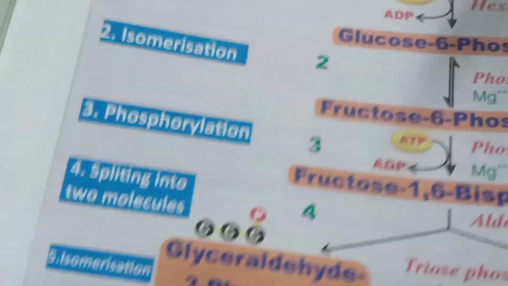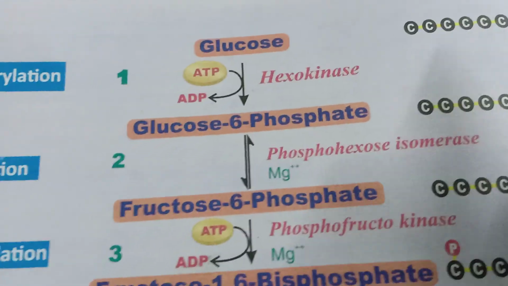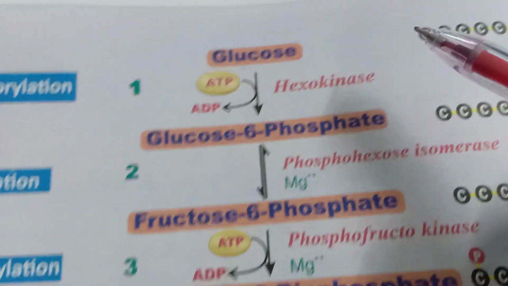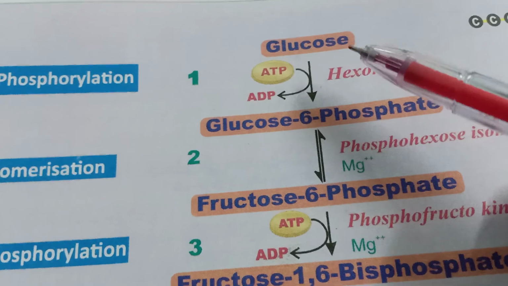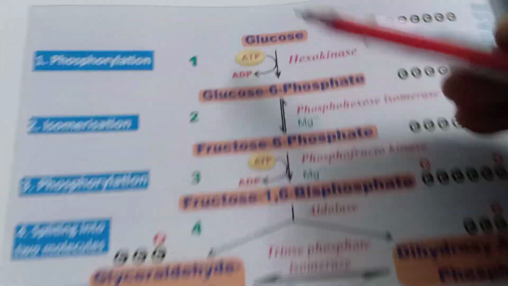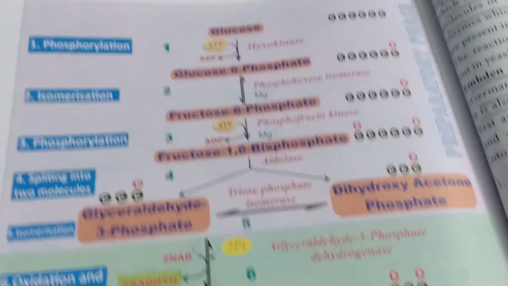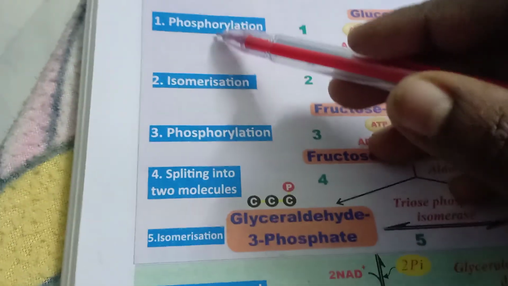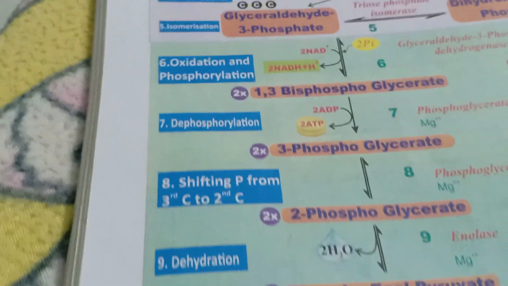So, keeping this as an introduction, let's move into our lesson. The first thing is glycolysis. What is glycolysis? Where does it take place? It takes place in the cytoplasm of the cell. And what is glycolysis? Conversion of glucose to pyruvic acid, or pyruvate. This takes place in 10 steps. You can see the 10 steps here with 10 enzymes and 10 processes.